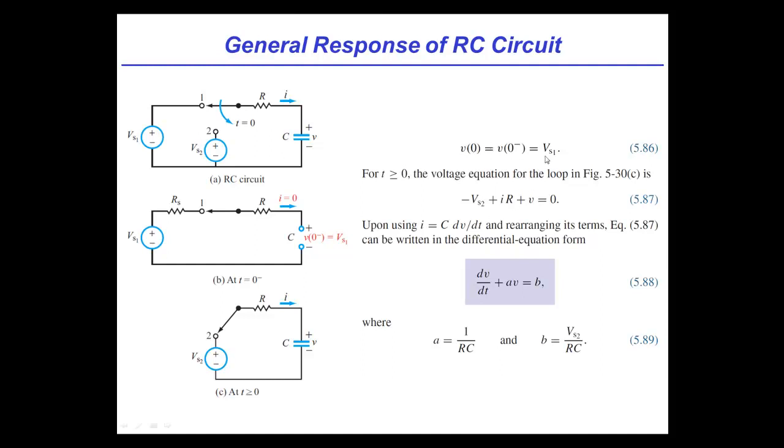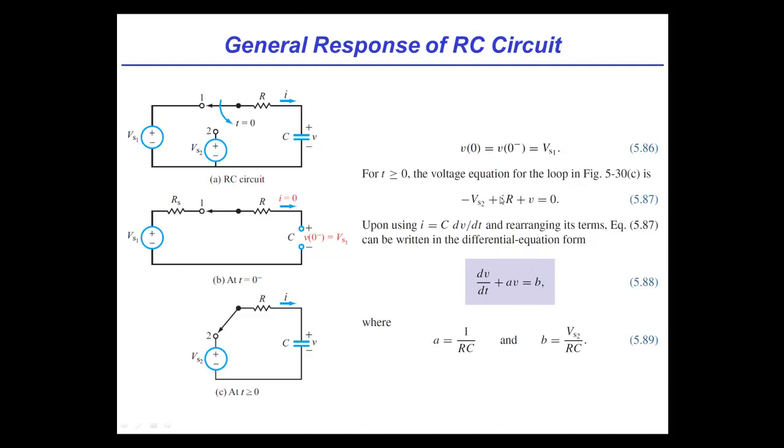So first, to repeat, the initial voltage on the capacitor can't change instantaneously, so you solve it for the DC case. In other words, VS1 is going to be the voltage right when time begins, at t equals 0 plus. Now, for t greater than 0, we just do KVL around this loop, and we get minus VS2 plus IR plus V equals 0. So far we're pretty similar, except now we have that extra minus VS2 term. Exactly. So I'm going to guess that when we write the differential equation, it's just going to have an extra term corresponding to that. Exactly right.